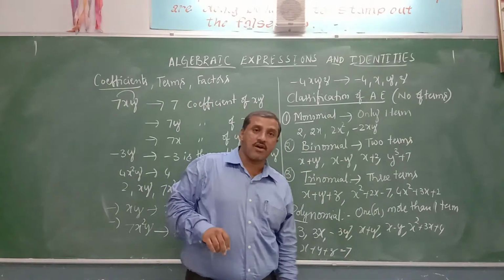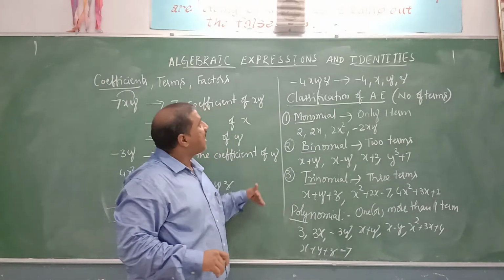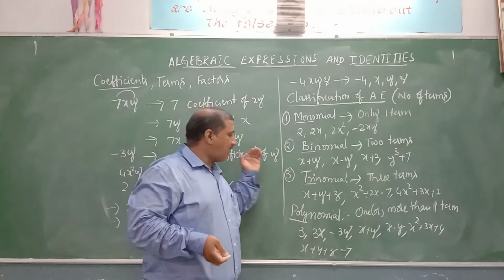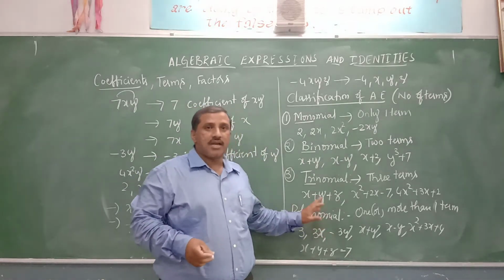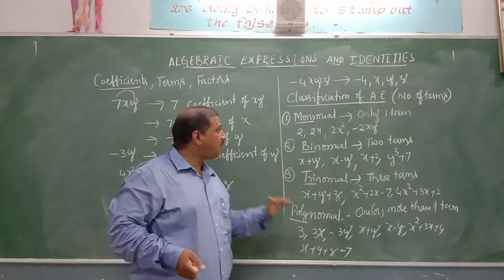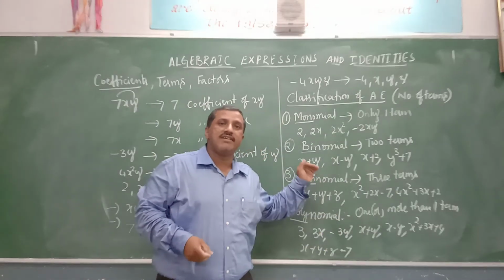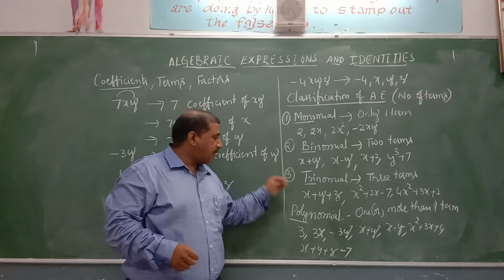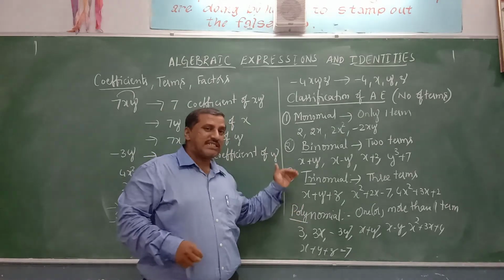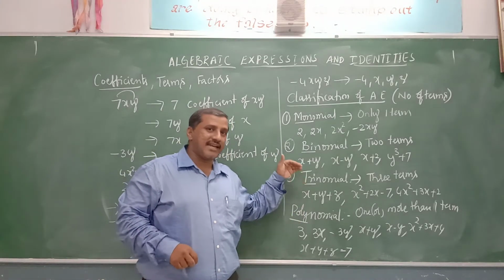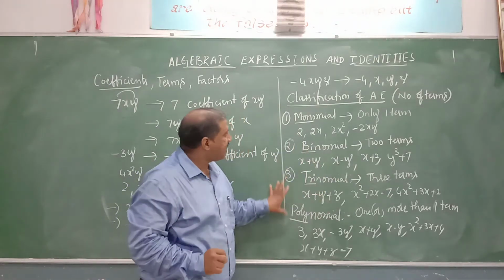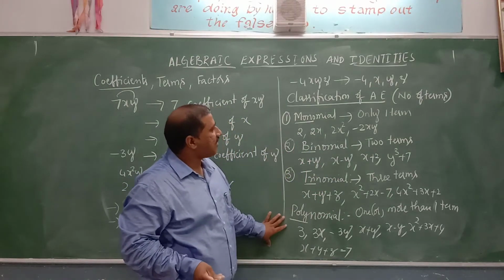All these are polynomials. So we will study this algebra chapter again in the 9th and 10th standard under the name polynomials. Polynomials are the algebraic expressions which contain one or more than one term. We classify these polynomials based on their degree, that is the highest power, in the 9th and the 10th standard. So this is the classification of algebraic expressions.